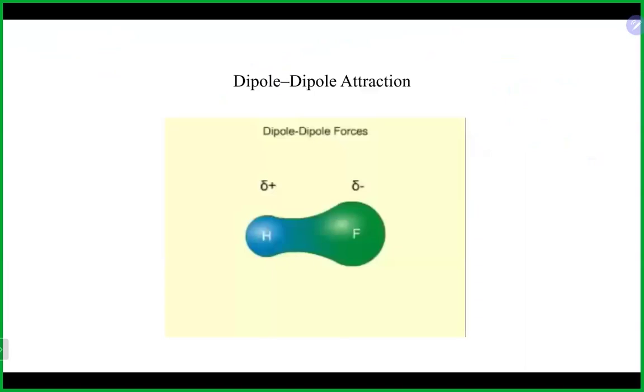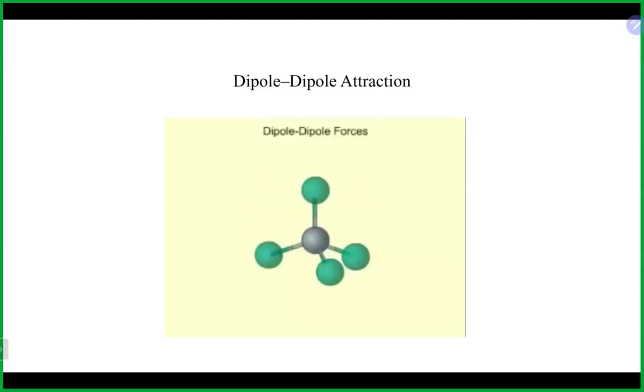As you can see here, atoms with different electronegativities have a permanent dipole, that is, a separation of charges, because of the unequal sharing of electrons. Some molecules which contain polar bonds do not have a net dipole. For example, carbon tetrachloride has polar carbon-chlorine bonds, but the polarities cancel as a result of its symmetrical structure. It is therefore a nonpolar molecule.